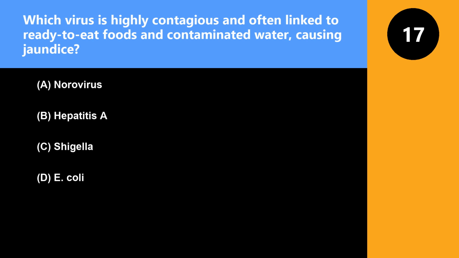Question 17. Which virus is highly contagious and often linked to ready-to-eat foods and contaminated water, causing jaundice? Option A, norovirus. Option B, hepatitis A. Option C, Shigella. Option D, E. coli. The correct answer is option B, hepatitis A.